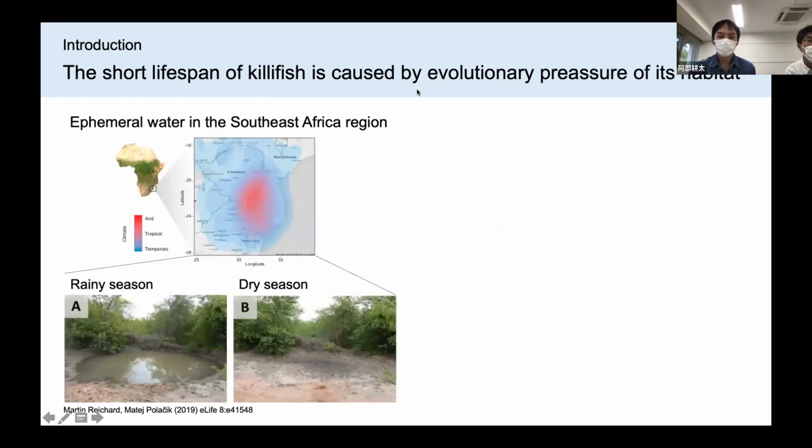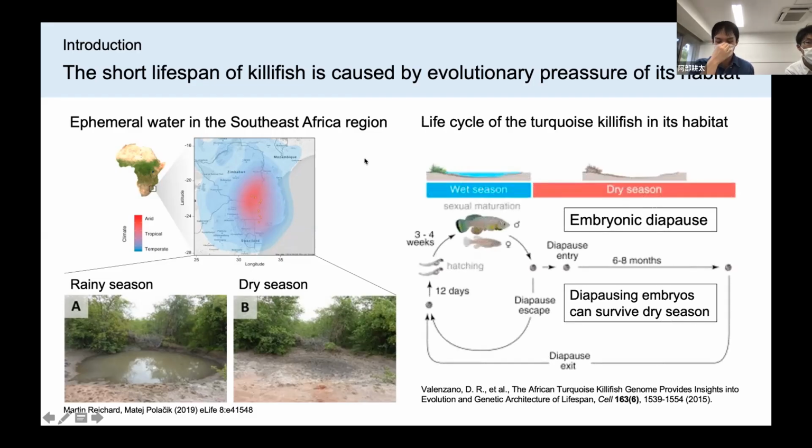Next I will explain a little more about the origins of killifish. The short lifespan of killifish is probably caused by the evolutionary pressure of its original habitat. The killifish came from ephemeral, or transient, water in the Southeast African region. In this region, the water only forms during the rainy season, and during this season the killifish will mature and reproduce. To survive the dry season, the killifish has evolved another interesting mechanism called embryonic diapause. During diapause, the embryo halts its embryonic development so that it can survive the dry season.